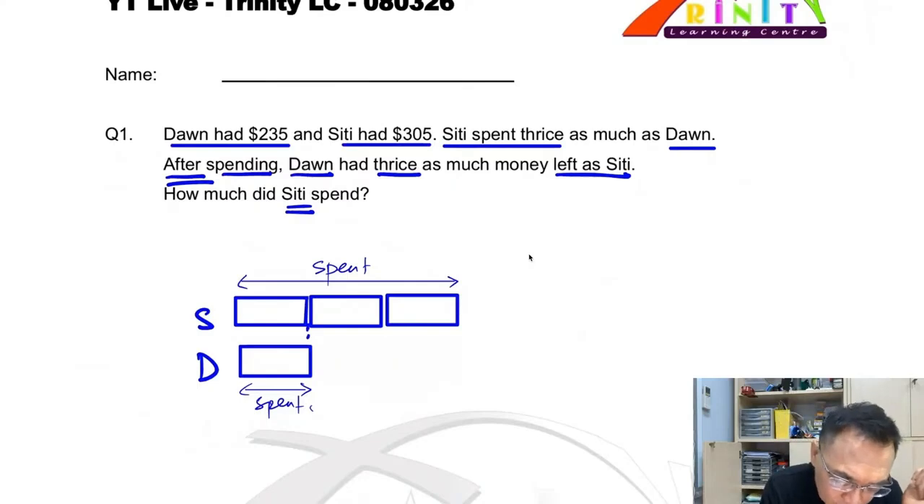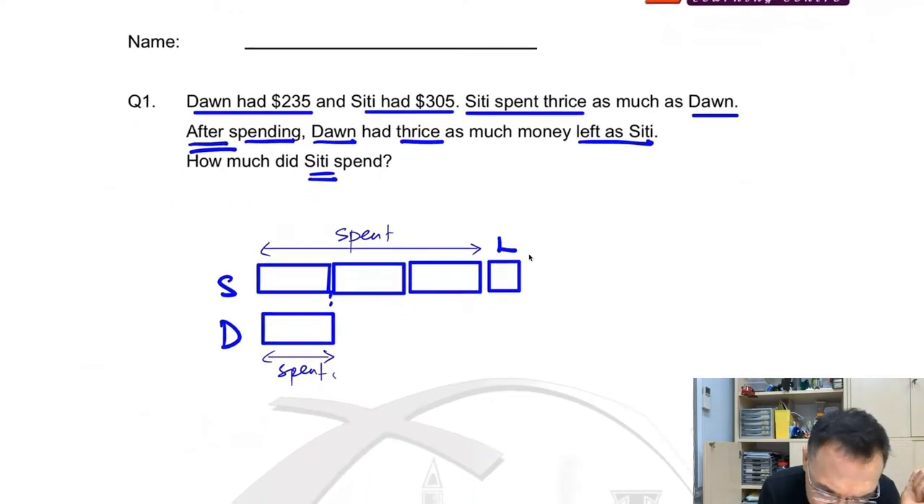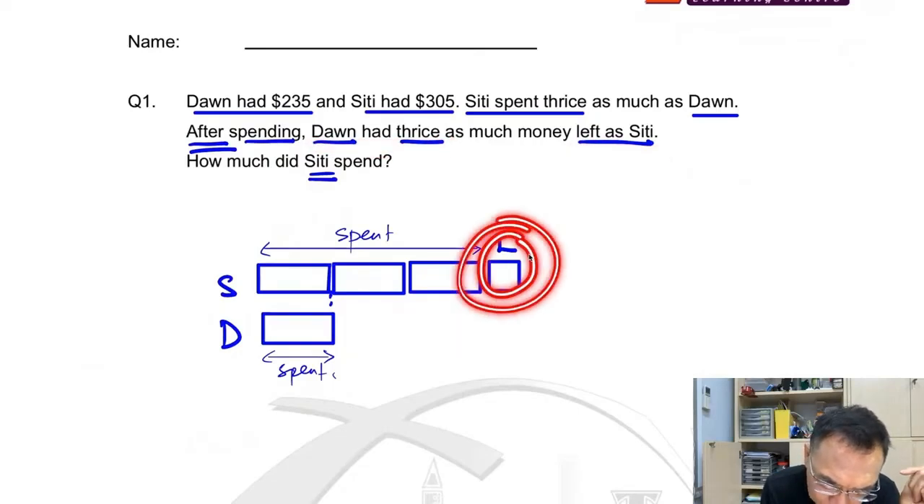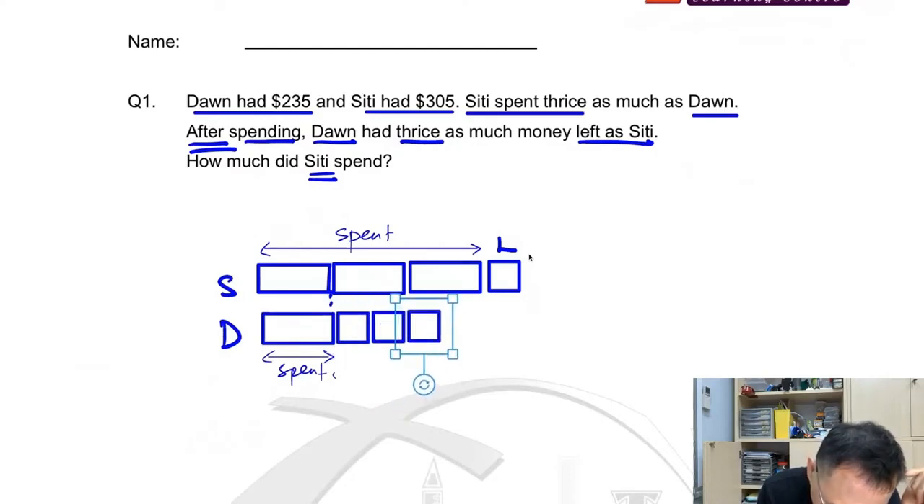So for that reason, I have to draw a smaller model for the left. So let's say this is one of the left. Then if this is 1 unit of left, then the other person will have 3 units, because it says that Dawn will have 3 times as much as Siti left. So if Siti left is this, Dawn will be 3 times of this. So we take this and we duplicate it 3 times. 1, 2, and 3. So the model looks like this.